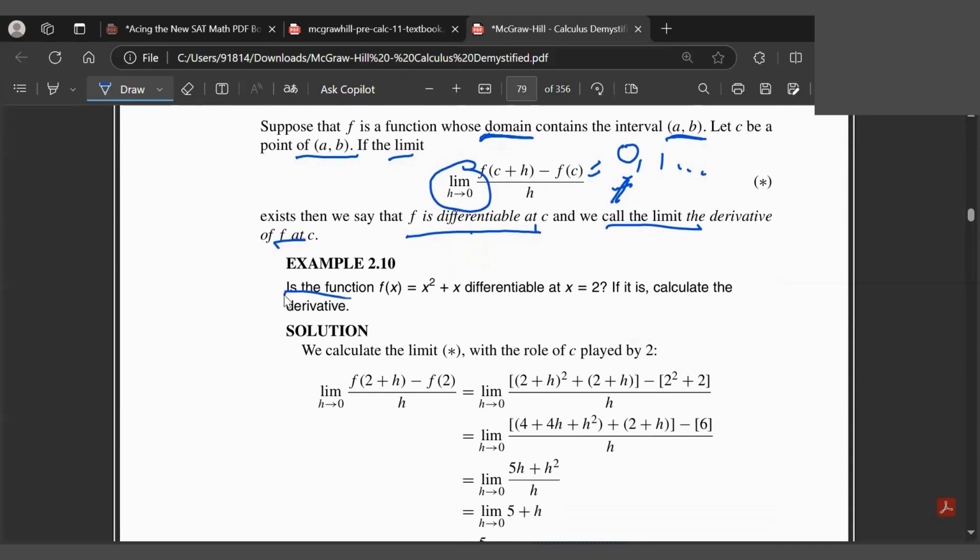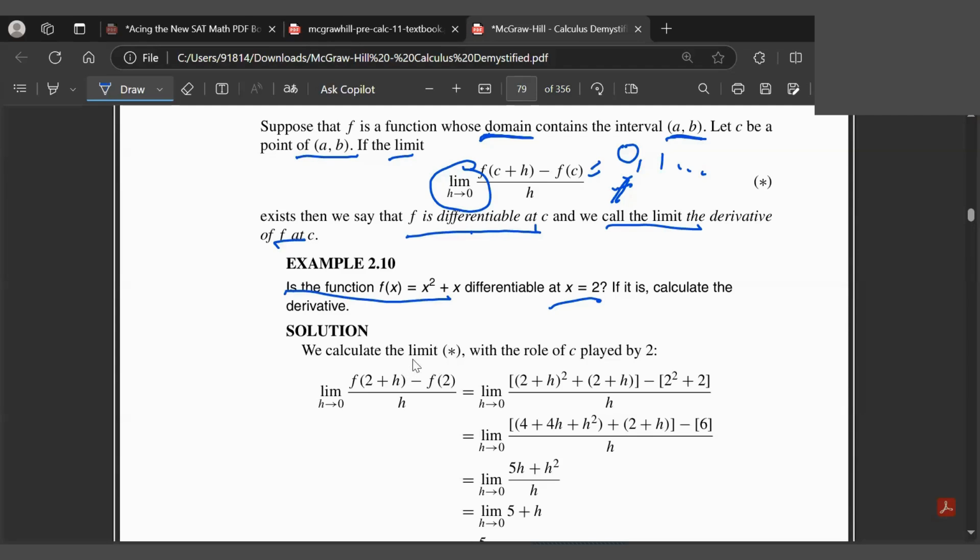So, let's say this is the function f of x is equal to x square plus x, and we have to find whether it is differentiable at x equals 2 or not. So what we can do, we have the equation: limit h tends to 0, f of c plus h minus f of c upon h. We'll put these values. Limit h tends to 0, f of what is c here? C is 2.